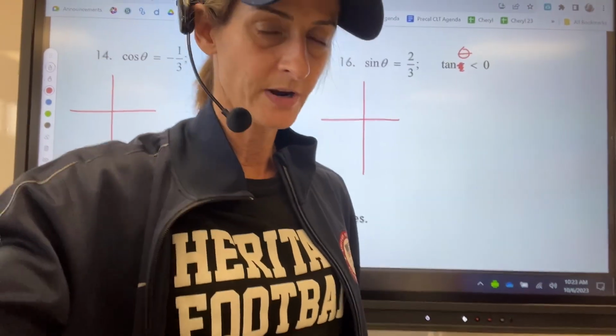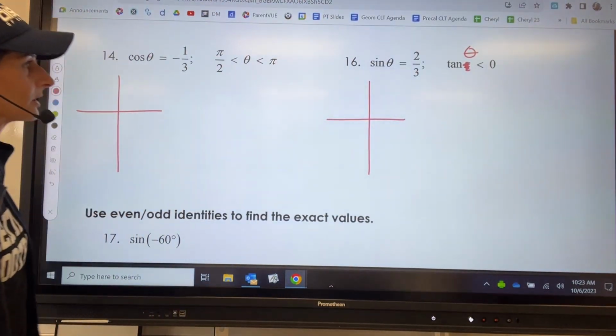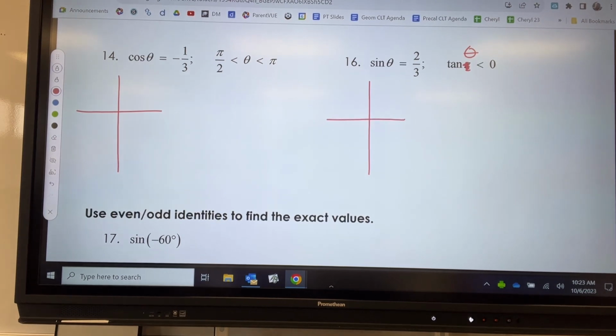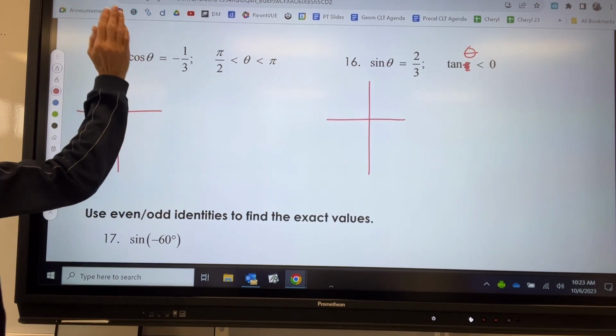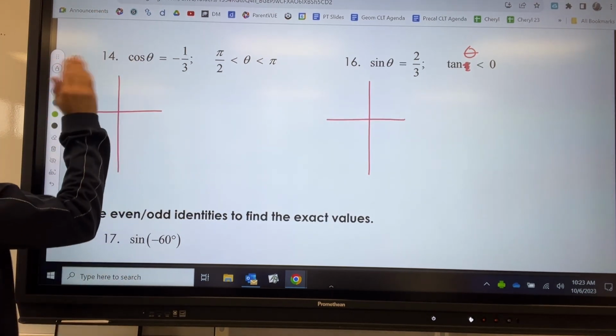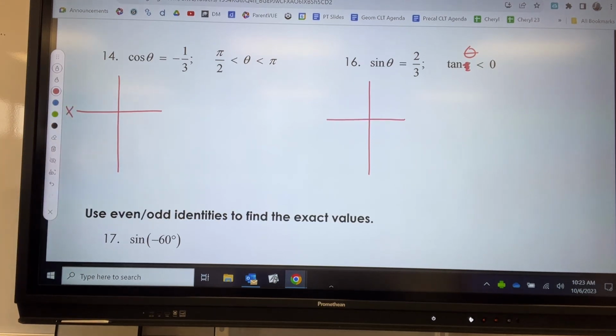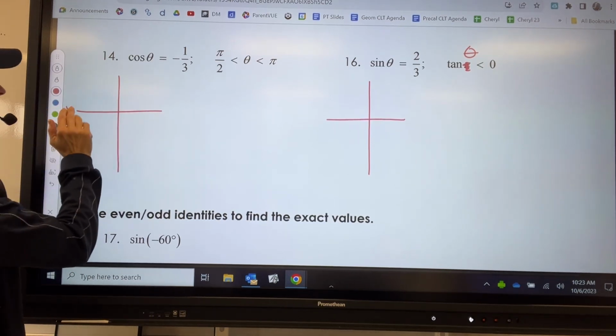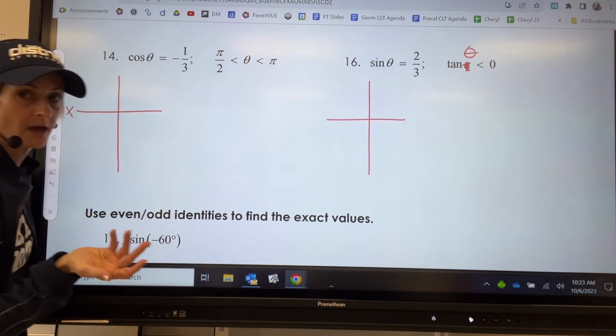All right, we are just gonna practice drawing these triangles. This is the hard part. We're not gonna do these problems, we're just gonna practice drawing the triangles. They tell us the cosine is negative. That tells us where is x negative? Here is the x-axis, we're going left. So it's either gonna be in quadrant 3 or 4, we don't know yet.